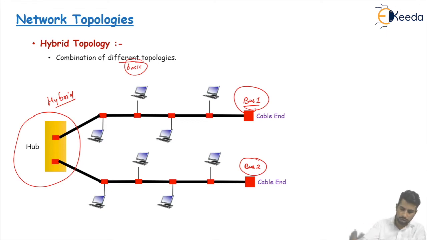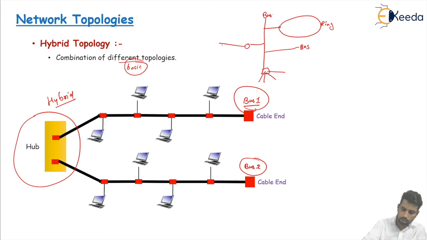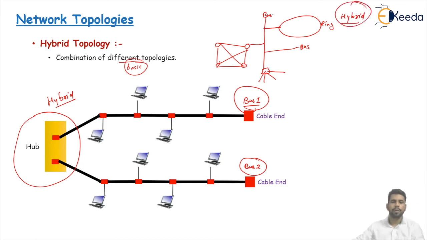In the same way, this is a bus topology, and to this bus we can connect a ring, and another bus. Or we can make a star topology by connecting a hub or repeater. We can also make another type of mesh topology this way. In this way we can combine the basic topologies and make a big hybrid topology.